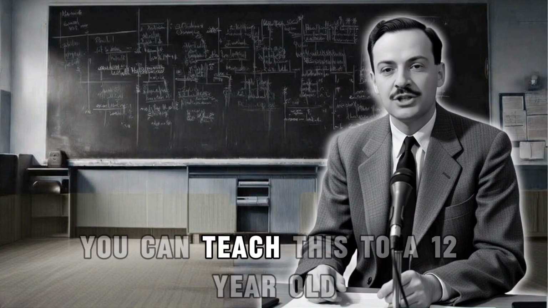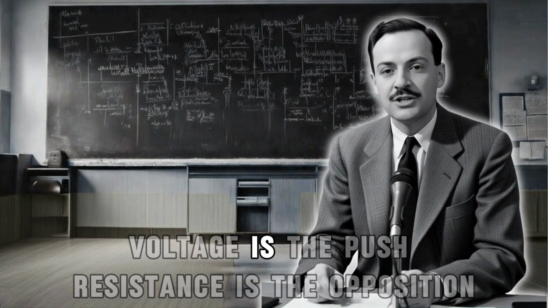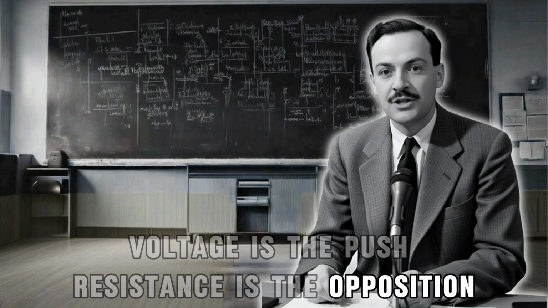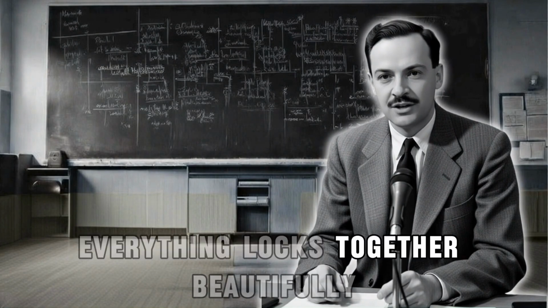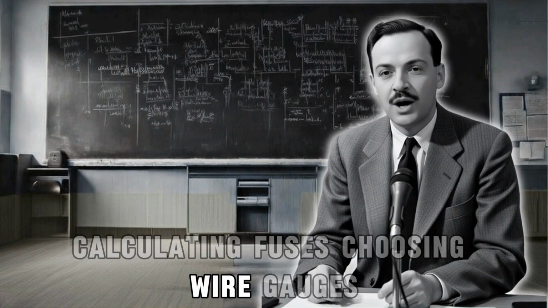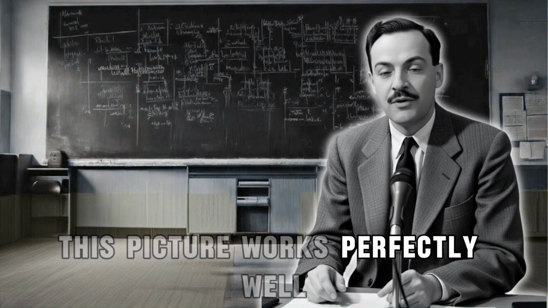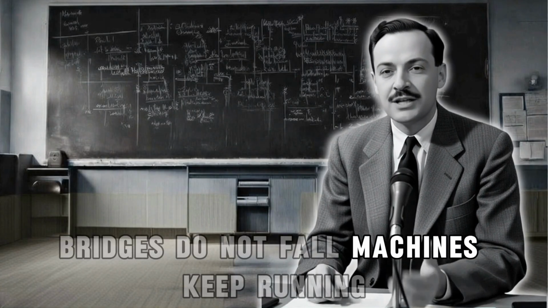Done. You can teach this to a 12-year-old. Current is the flow of electrons. Voltage is the push. Resistance is the opposition. Multiply current by voltage and you get power. Everything locks together beautifully. And for designing circuits, calculating fuses, choosing wire gauges, this picture works perfectly well. Engineers use it every day. Bridges do not fall. Machines keep running.